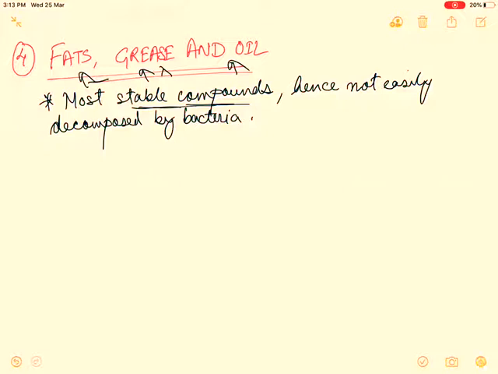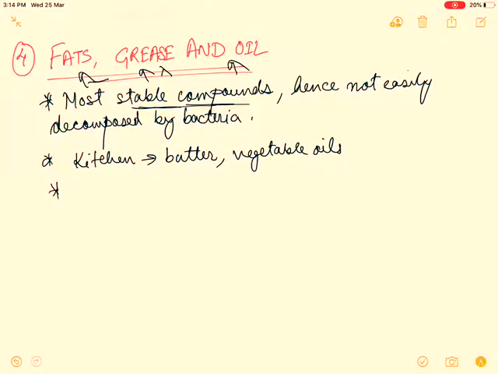All right, and from where can this wastewater be obtained, the wastewater which will carry these things? Mainly from the kitchen. From the kitchen you will get butter, we use butter for food, and oils, vegetable oils. So from there your wastewater will collect oils. Then garages, from garages, workshops.